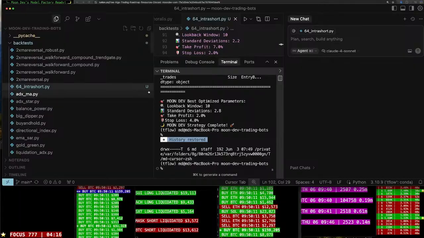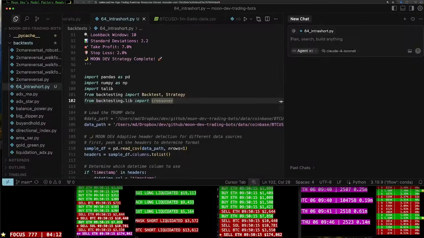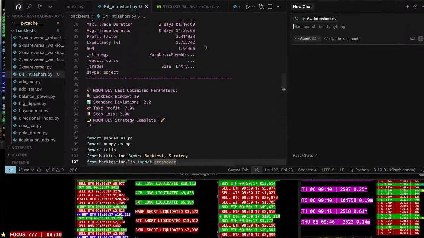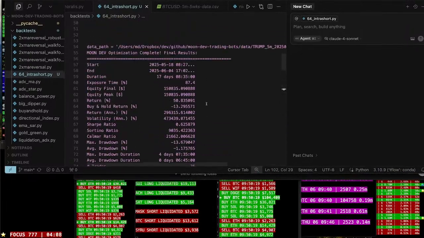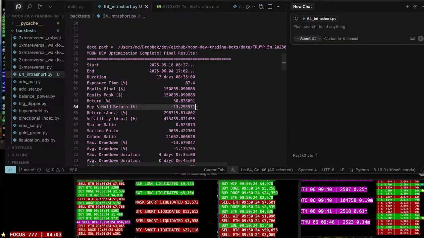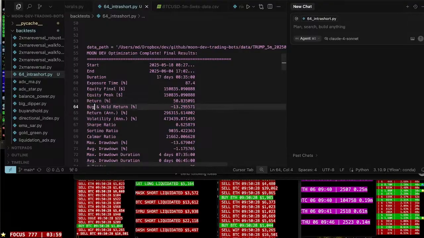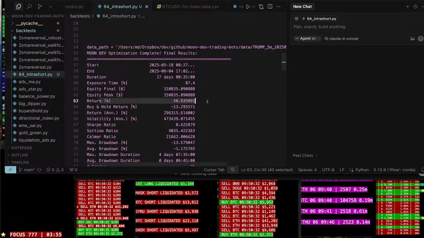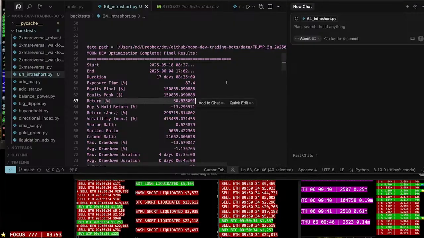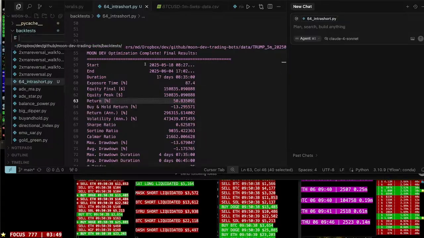So you can see here we have a backtest that we were playing with a couple days back, and I'm using Cursor again, of course. And you can see that this strategy here returned 50%, while the buy and hold returned negative 13. So if you were buying and holding, you would have lost 13%, but this strategy gained 51%. So that's pretty good. So I want to go ahead and build a new one.